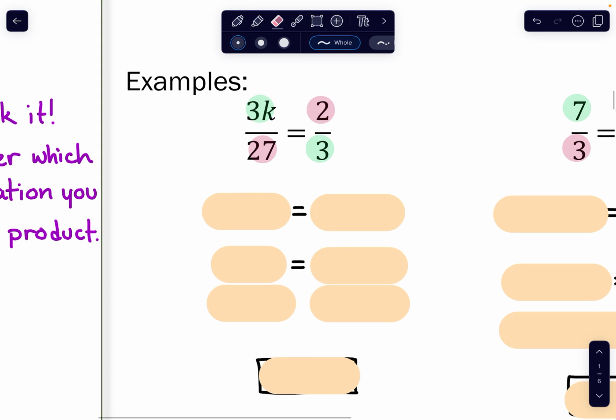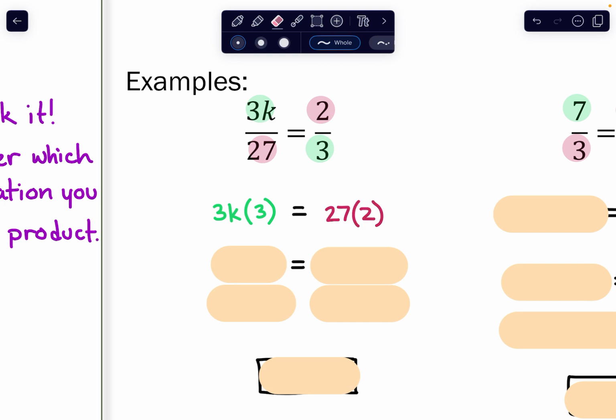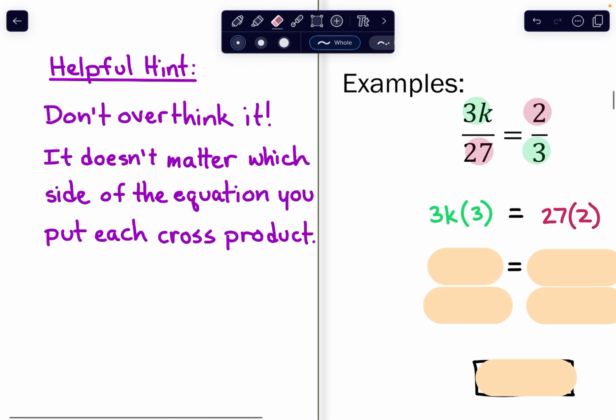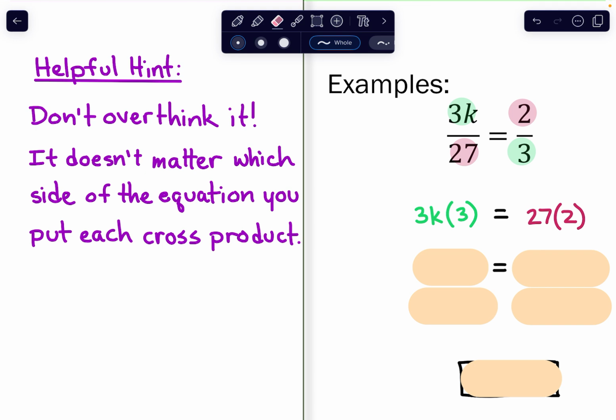So I use some highlighter to show you what our cross products are and how we're going to solve this equation. The green ones that are highlighted are one set of cross products, and I put them first off, because I know some of you are thinking this already, don't overthink it. It doesn't matter which side of the equation you put each cross product.